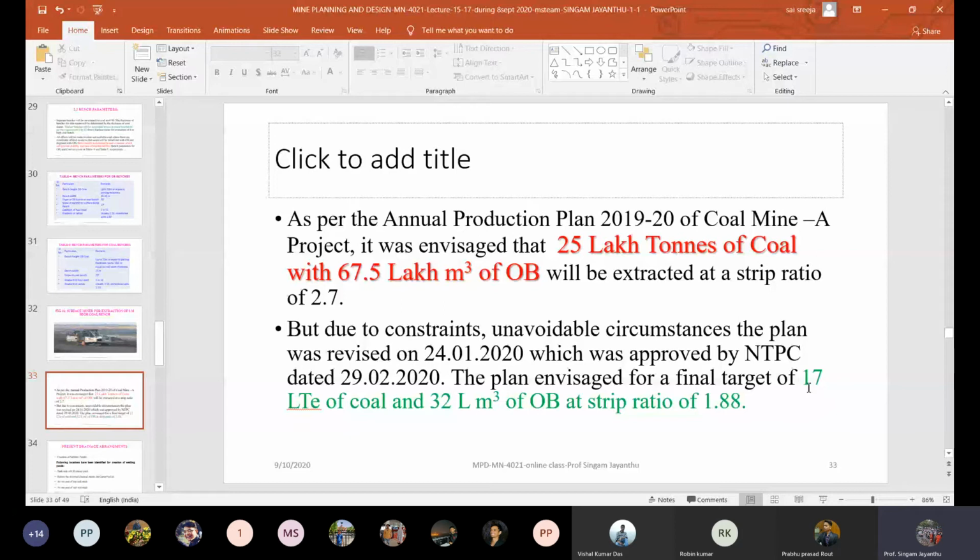There, the plan was with 2.7 stripping ratio, 25 lakh ton of coal with 67.5 lakh meter cube of overburden. That was a plan. And because of so many problems, that is revised. And in the revised plan, how this happened? 17 lakh ton of coal and 32 lakh meter cube of overburden with a stripping ratio of 1.88. You start thinking about it.